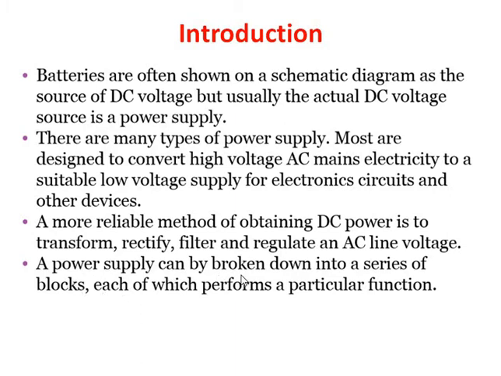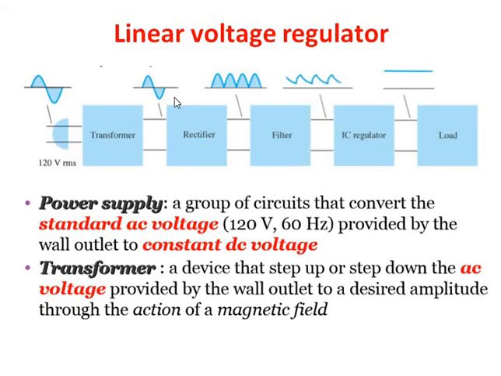A power supply can be broken down into a series of blocks. So that means a power supply consists of many types of blocks. Each block has its own function. The figure represents the different blocks of the linear voltage regulator. First, it is the AC supply. Then it is stepped down by the transformer, and this AC supply is converted to DC by means of the rectifier.